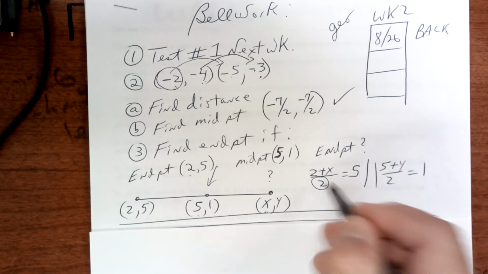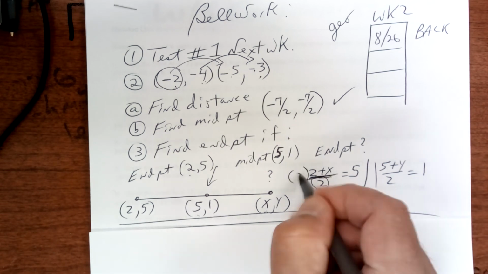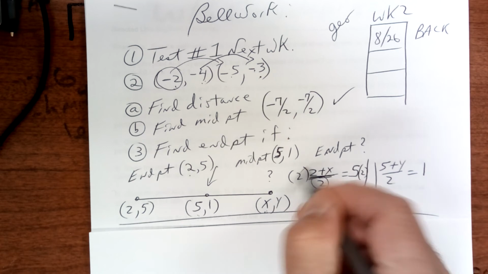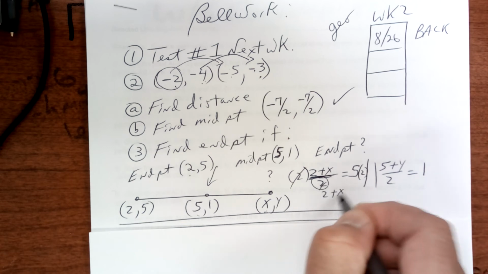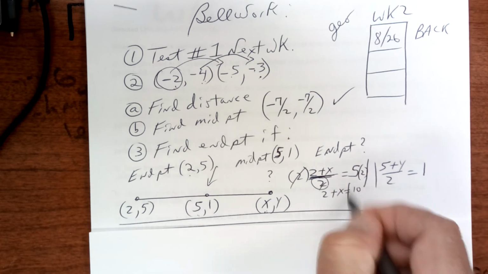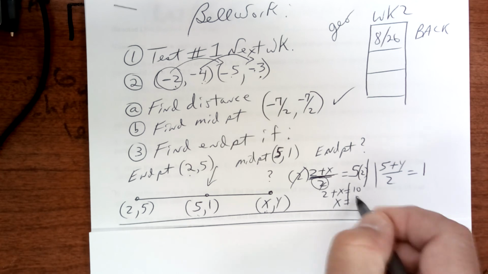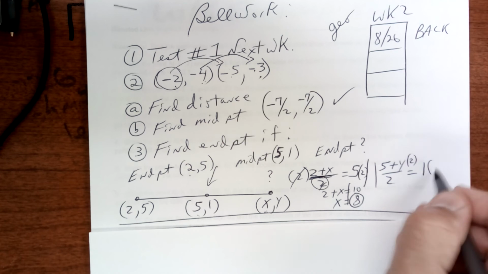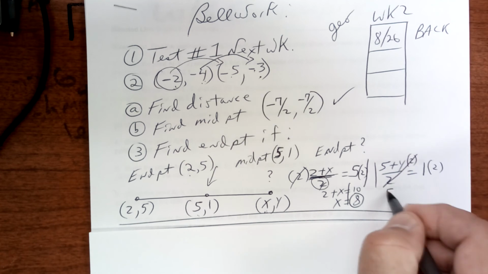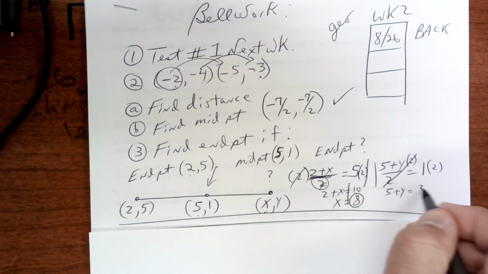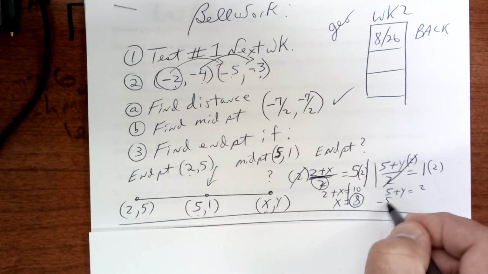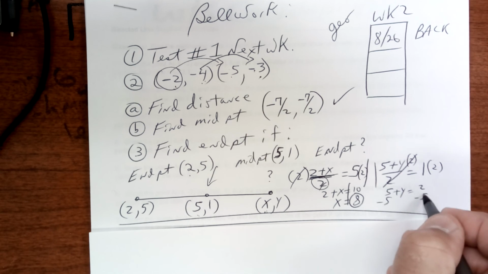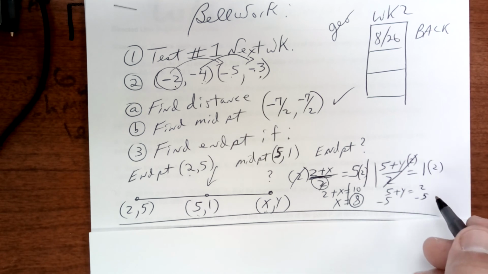The whole thing is divided by 2, so you want to multiply by 2. When you do, you get 2 plus x is equal to 10. You subtract 2. 10 minus 2 is 8. That's one answer. In this one, you're going to multiply by 2. And when you do, you get 5 plus y is equal to 2. You're going to subtract 5 and get a -3. So your answer will be 8 and -3.